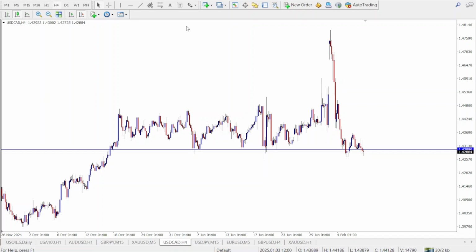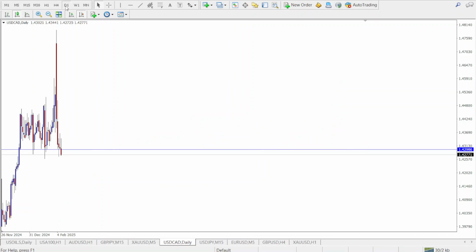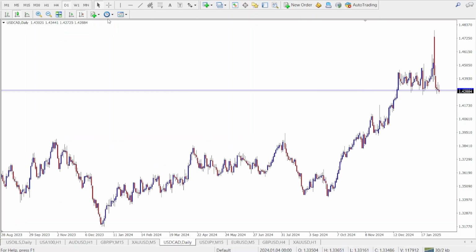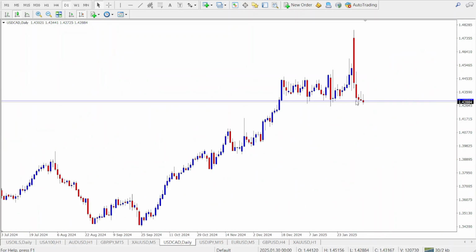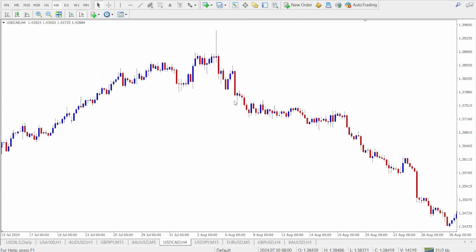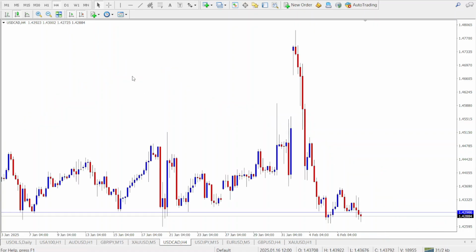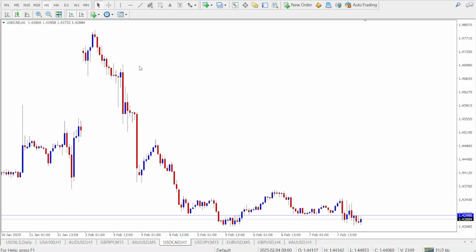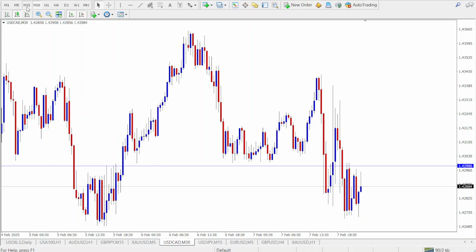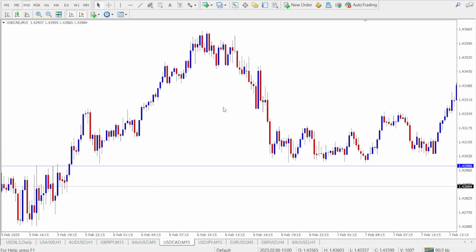Now, let's just do a very quick practical. You can see this is the daily chart. Just take a glance at this daily chart. Take a glance at the 4-hour chart. Take a glance at the 1-hour chart. Take a glance at the 30 minutes. Can you see that although there might be some similarities at times, the charts are telling different stories?